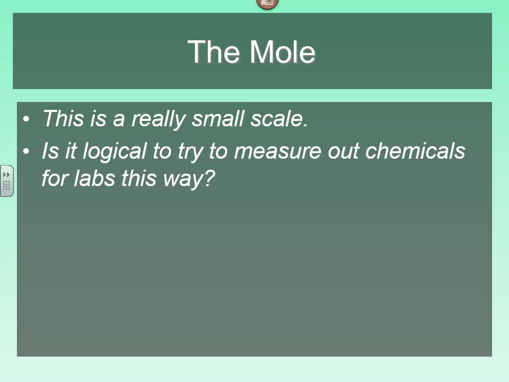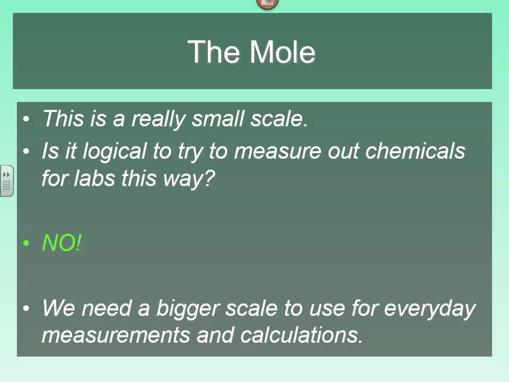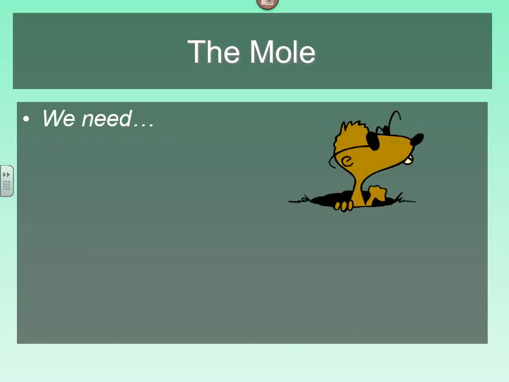So we need a bridge to get from these numbers that are really, really small to numbers that we can actually use in a lab setting. We need something to get us from that really small scale to a larger scale that's a lot more practical. We need a bigger size number to be able to do everyday measurements and calculations. Learning about this idea called the mole is going to be that bridge. The mole is going to be that larger scale that allows us to weigh out things in the lab, that allows us to do those experiments on an everyday kind of scale.